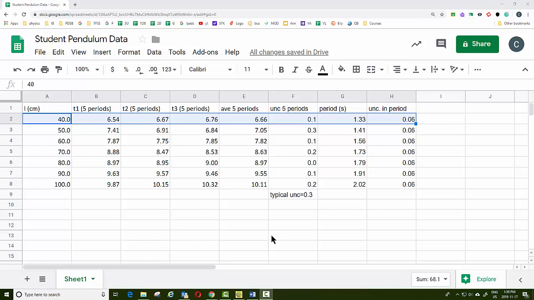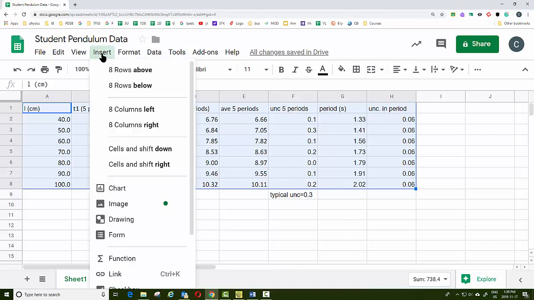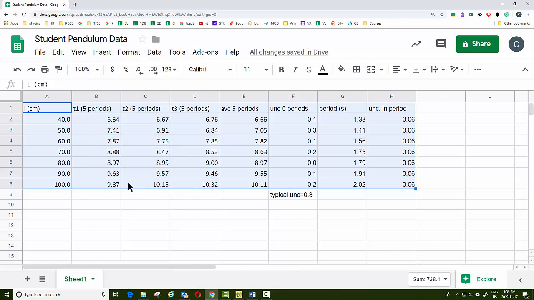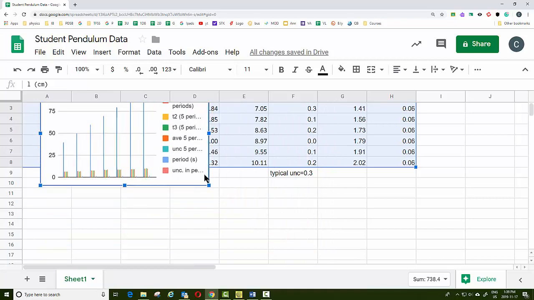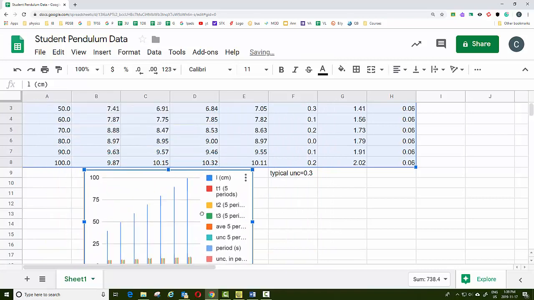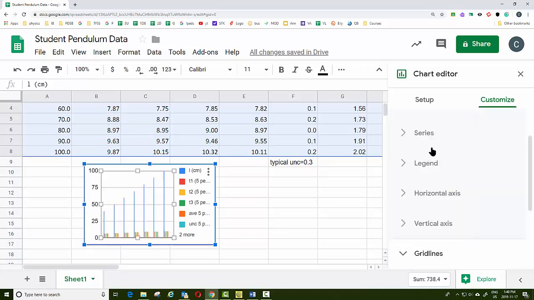Okay, so now let's make a graph for our data. And my first step is simply going to be to highlight all the data and then say insert chart. I'm not going to include this typical uncertainty of 0.3. So insert chart, and we immediately get a graph. I'm going to make it smaller just so that I can see my data and my table at the same time. And if you click on your table, you get this chart editor come up.